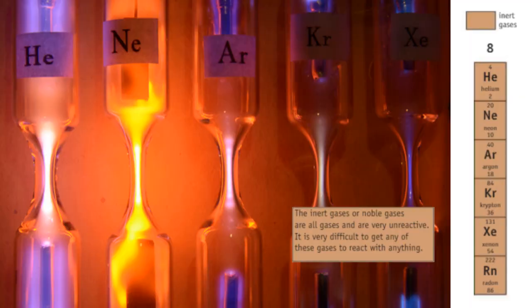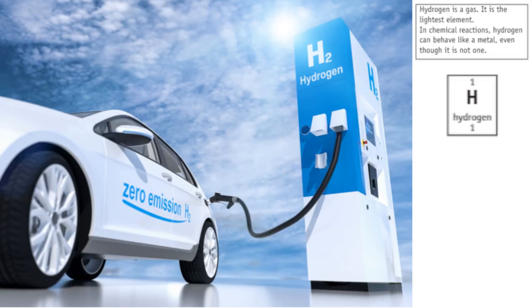And the last group is group 8, but sometimes it's referred to as group 0 as well. These are the inert gases or the noble gases, and they're called that name because they are all extremely unreactive. It's not impossible for them to react, but it's very, very difficult to get any of these gases to react with anything else.